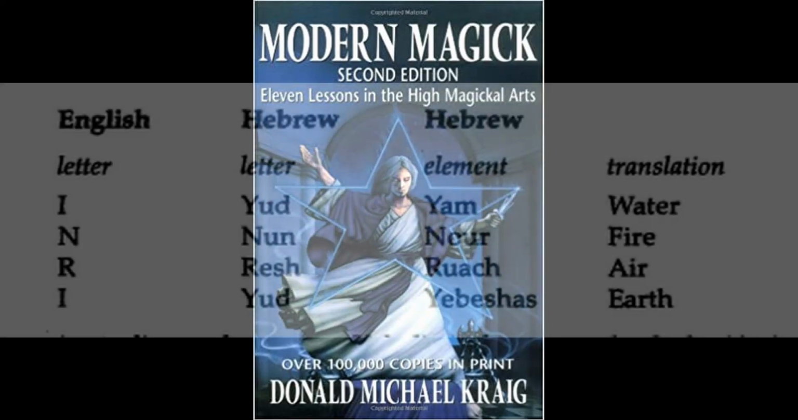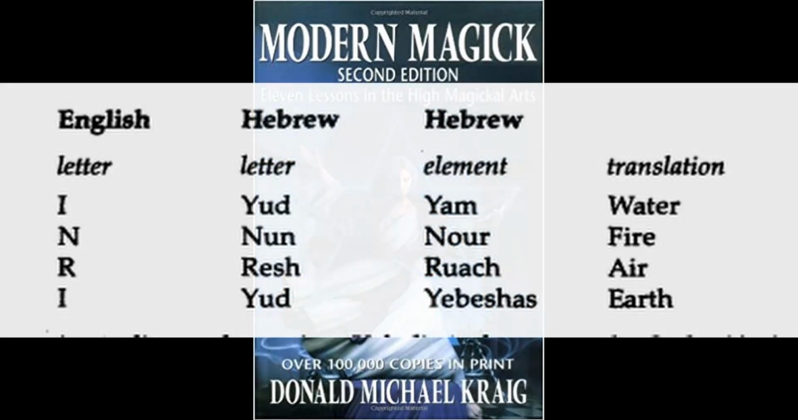English, Hebrew. Letter I, Yud, the element Yam, in translation will be water. The letter N, Nun, in Hebrew Nor, in translation would be fire. The letter R, Resh, in Hebrew Ruach, and the element translation is air. And the English letter I, Yud, in Hebrew Yudeshash, the translation being earth.